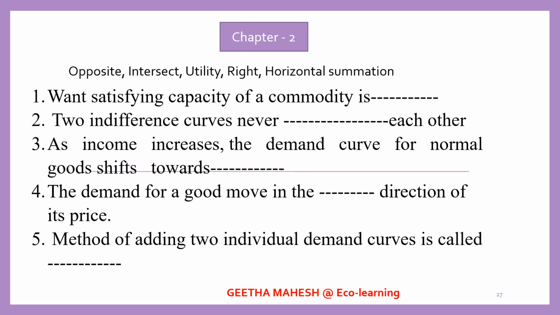So here also you can see above you have answers, you have to choose. One, satisfying power of a commodity is utility. Two, indifference curves never intersect each other. As income increases, demand curve for normal goods shifts towards right. Demand for a good moves in a dash direction of its price rise, that is opposite. Method of adding two individual demand curves, we call it horizontal summation.